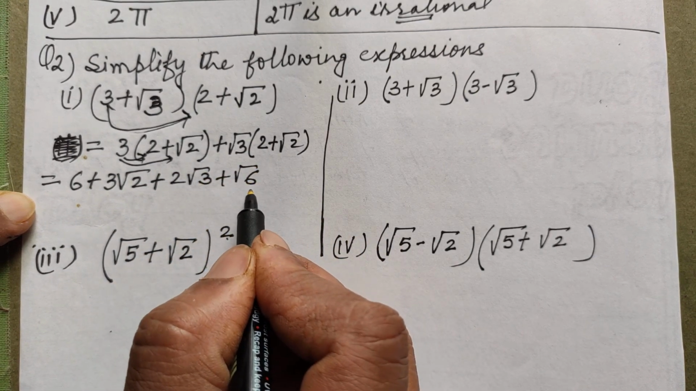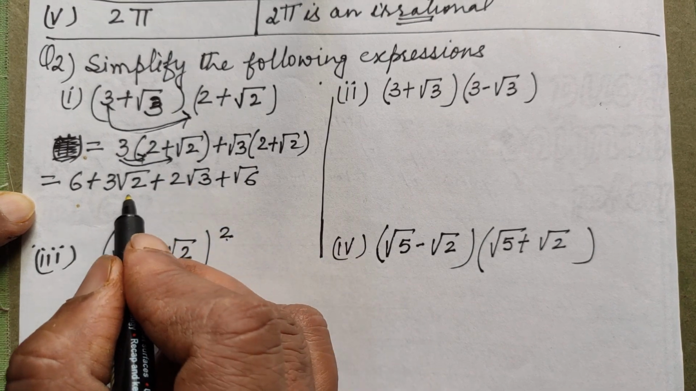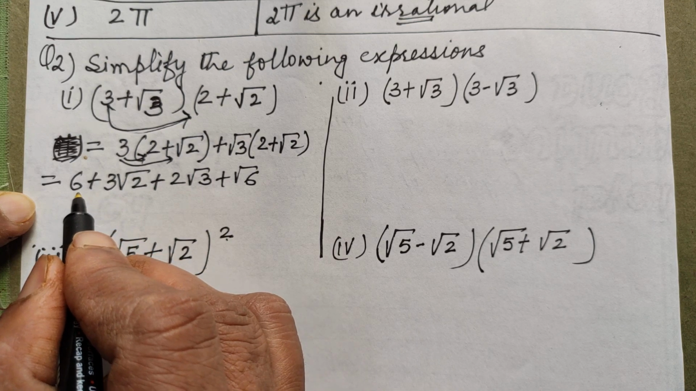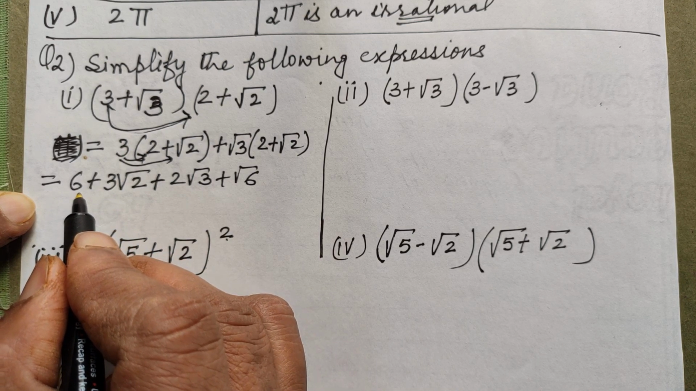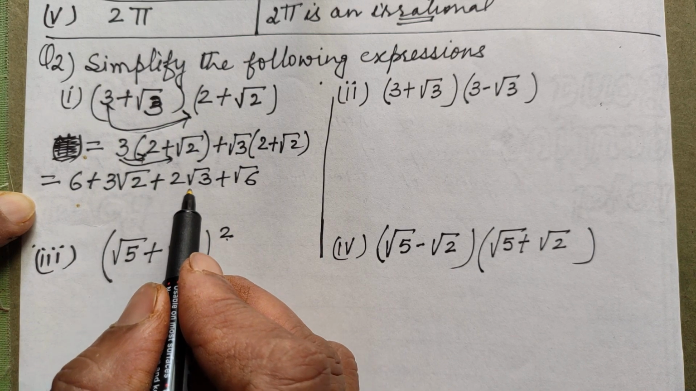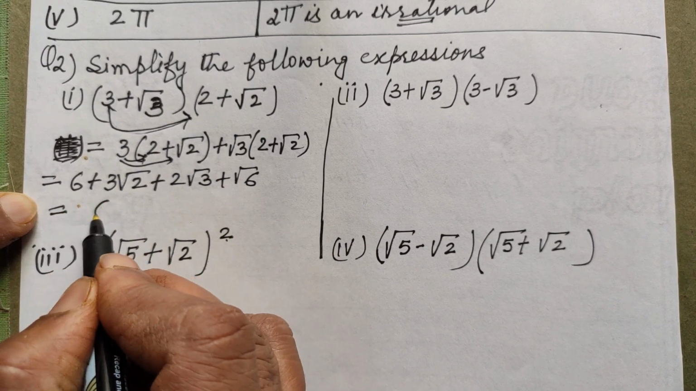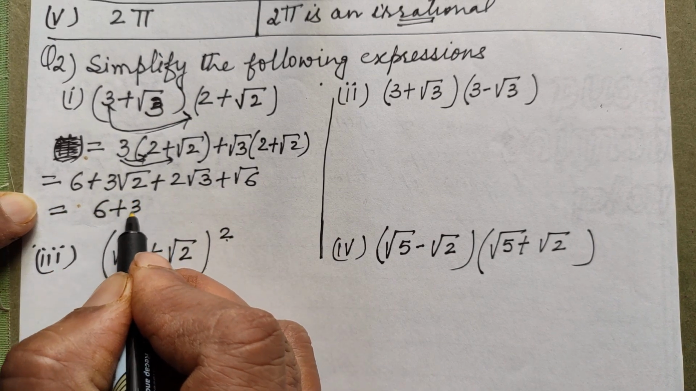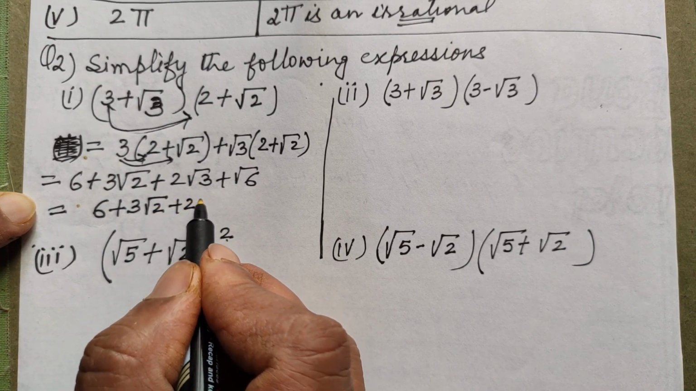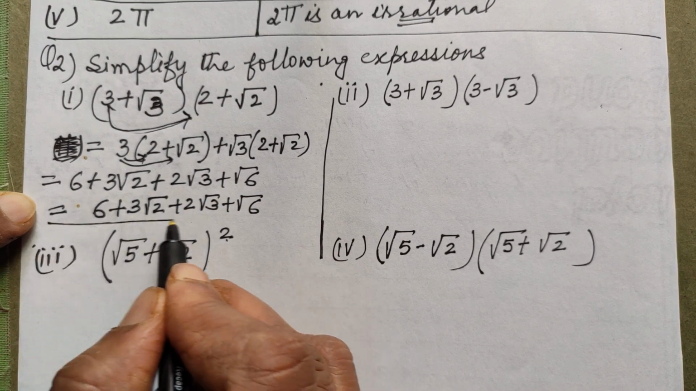Root 6 is an irrational number. Root 3 multiplied with 2 is an irrational number. Root 2 multiplied with 3 is an irrational number. 6 is a rational number. Each of these is a different kind of term, so your final outcome is no change. 6 plus 3 root 2 plus 2 root 3 plus root 6 is your answer.